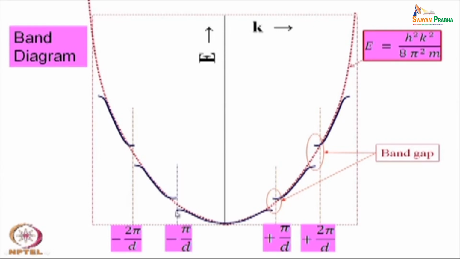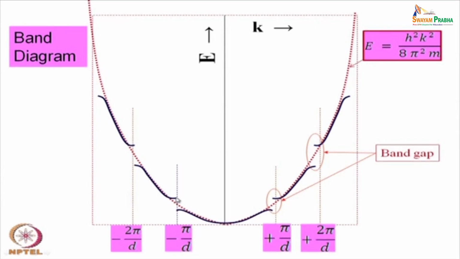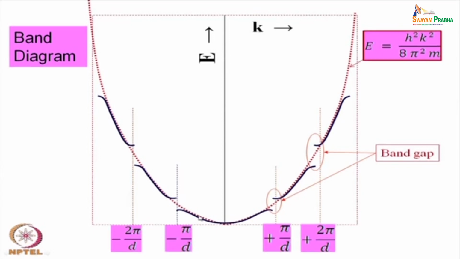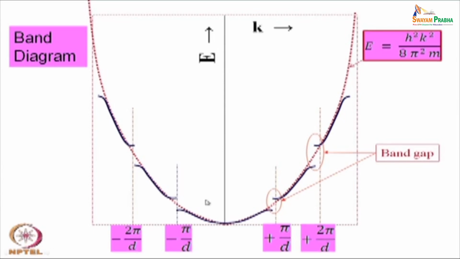So, considering the discontinuity, as we go on changing the k value the energy changes almost continuously, and then suddenly there is a discontinuity. It does not follow the original path of the E versus k curve, but has certain discontinuities.